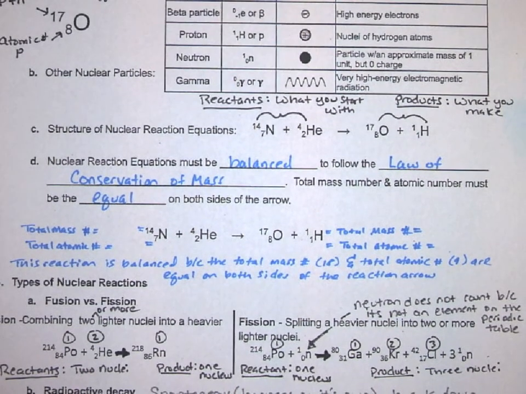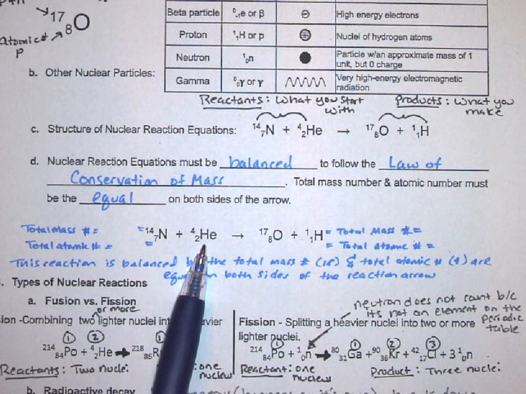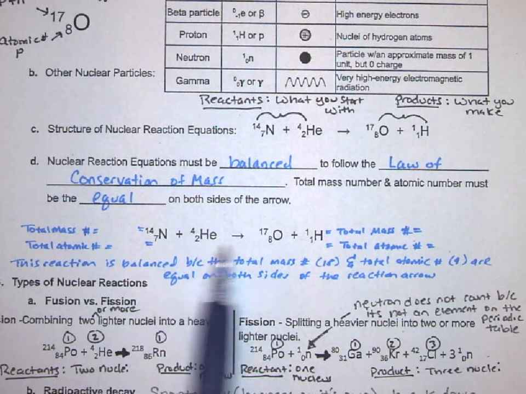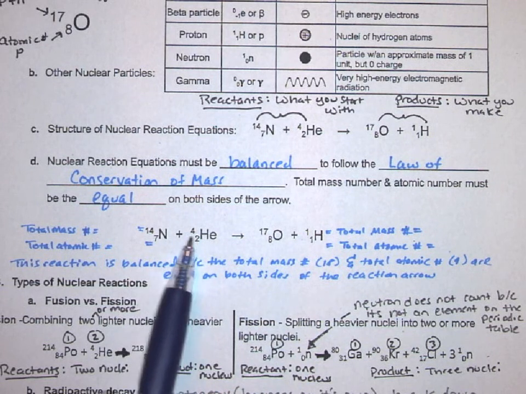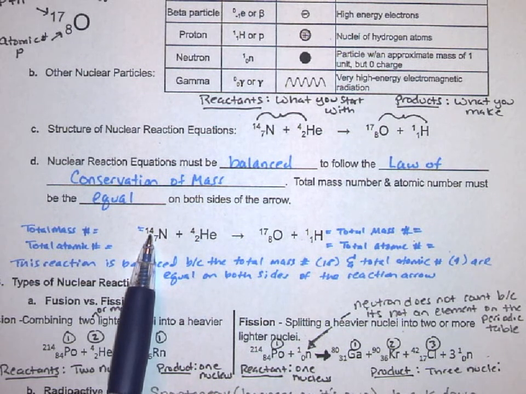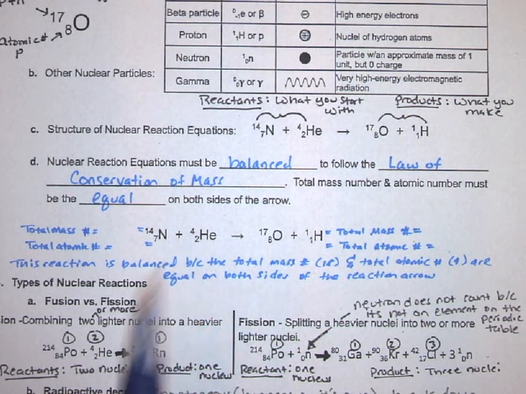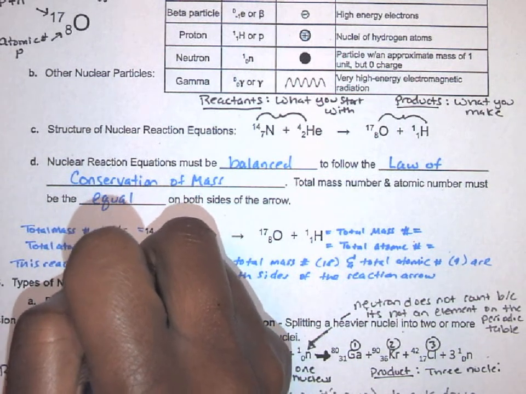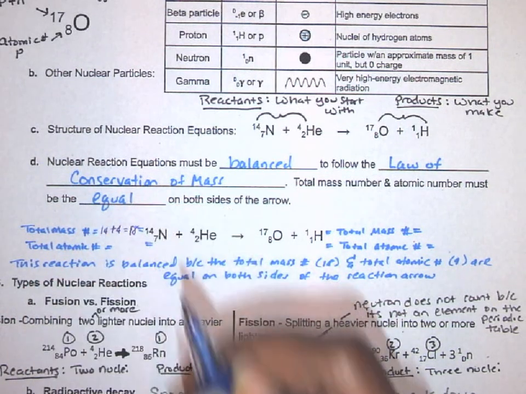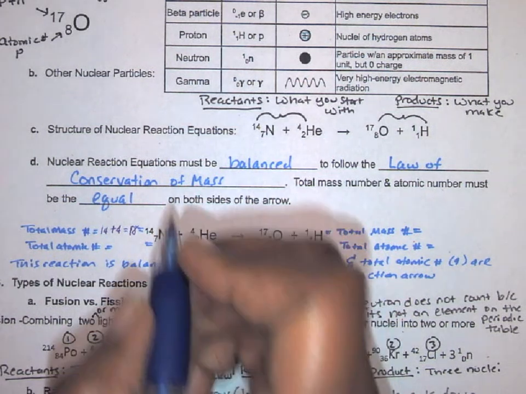Let's take a look at this reaction where we have nitrogen-14 and helium-4 reacting together to form oxygen-17 and hydrogen-1. So what's the total mass on the reactant side? To get that, we're going to add the two top numbers, 14 and 4 together. And that's equal to 18. So the total mass number here is 18.